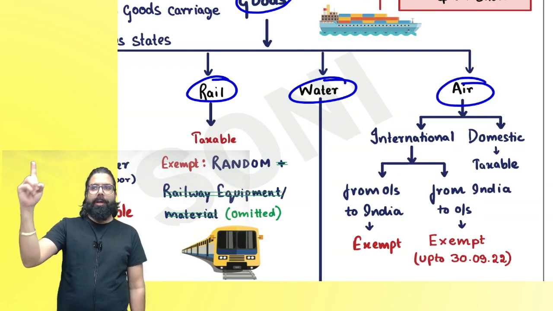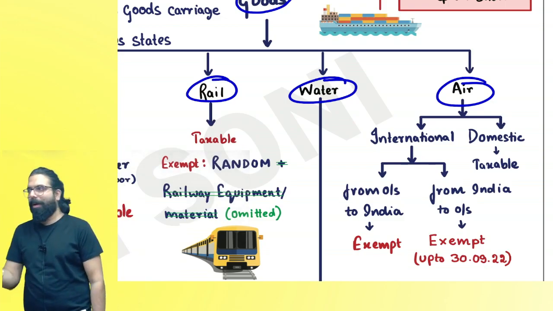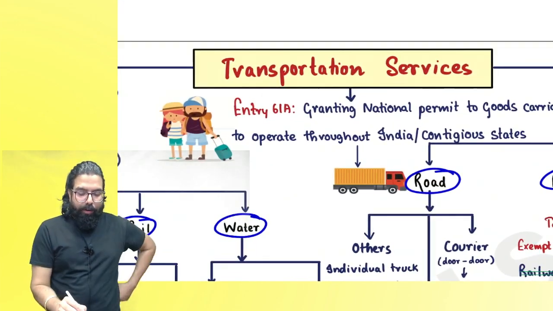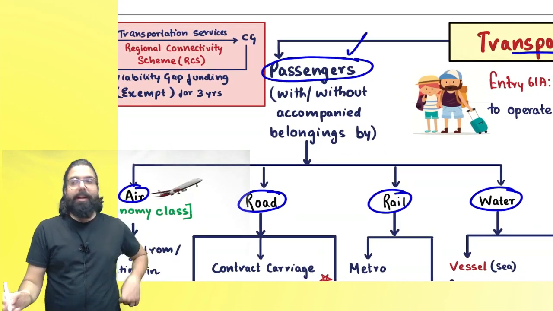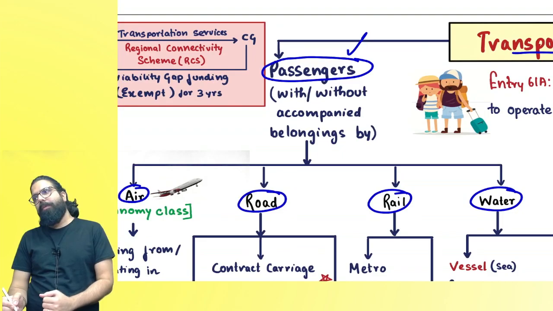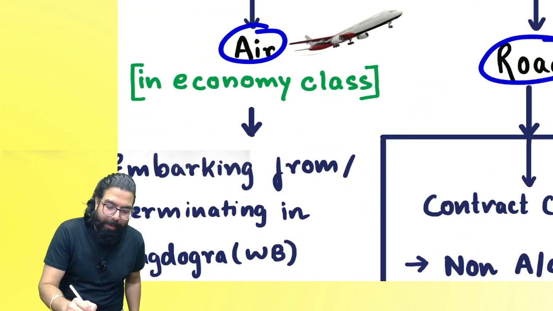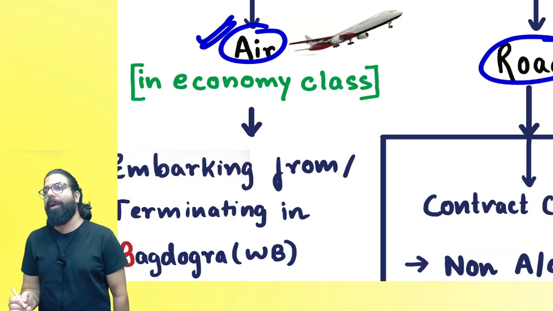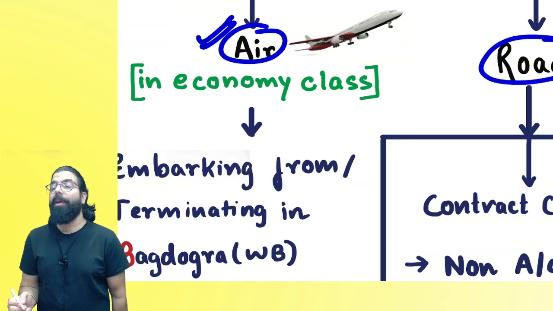Remember one thing, one question, 100% they should go ahead and ask, 1 mark or 2 mark. Okay, everyone? Very, very important chart. Let's go ahead and do it. Now, transportation service, whenever it is done of passengers, and it is done by air. Remember one thing, air transportation. Indigo Airline, for example, is doing air transportation.